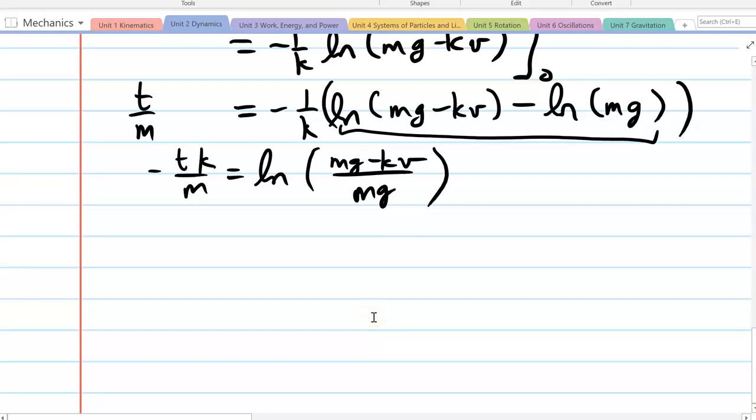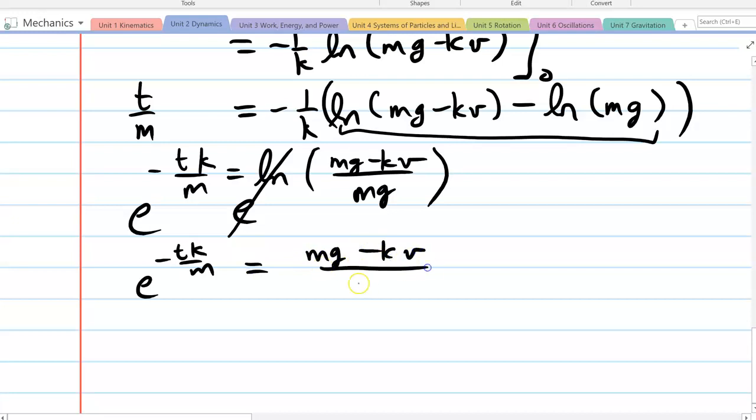So here we want to get rid of that natural log. So we want to raise, or I guess put it as base e, right? So e to the power of. In other words, this cancels out. So e to the negative tk divided by m is equal to the quantity mg minus kv over mg. Actually let me do that in the next step. Let me just write it like kt, because it just looks nicer.